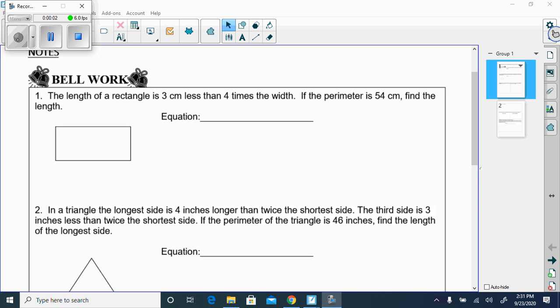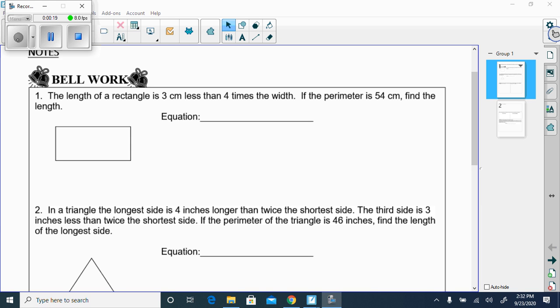The length of a rectangle is 3 centimeters less than 4 times the width. If the perimeter is 54 centimeters, find the length. Okay, so we've done quite a few of these now. We know these are our lengths and the ends are our widths.